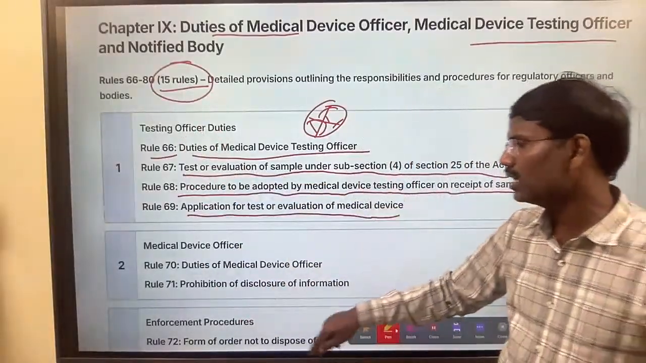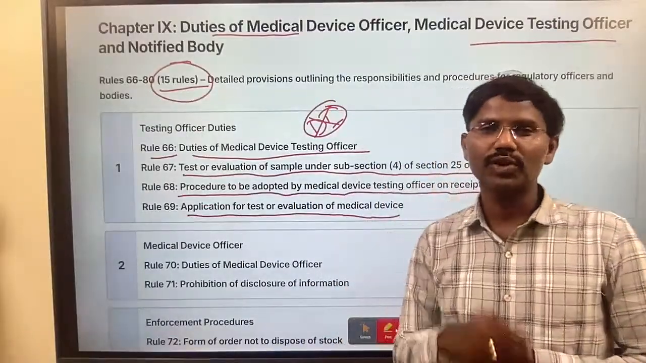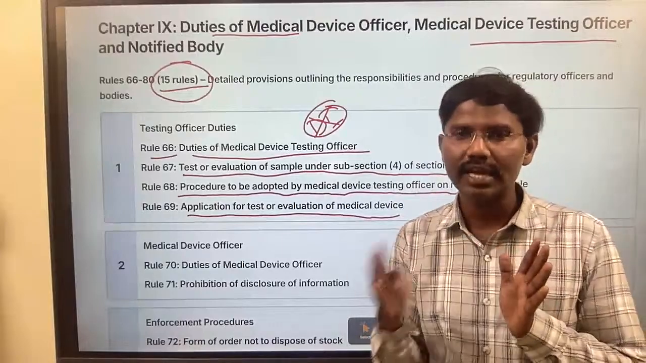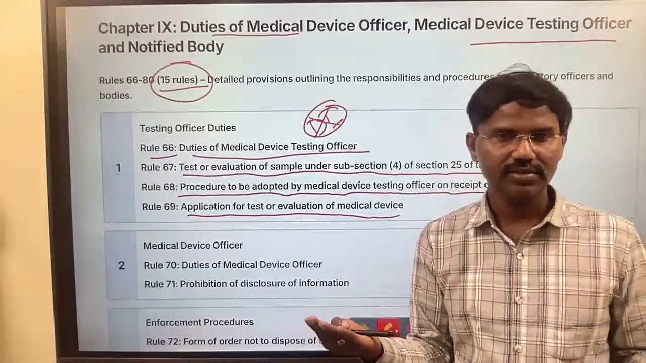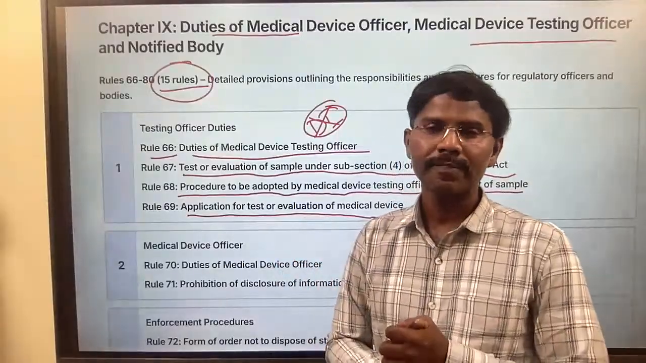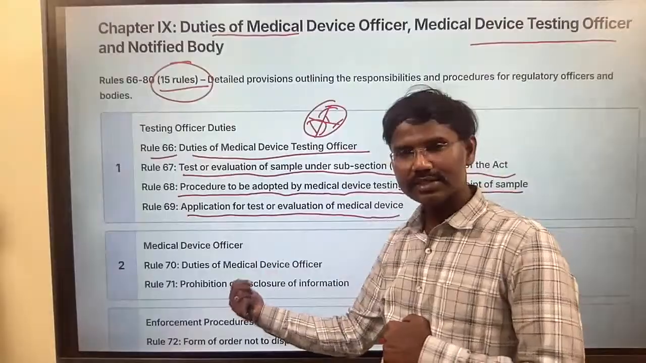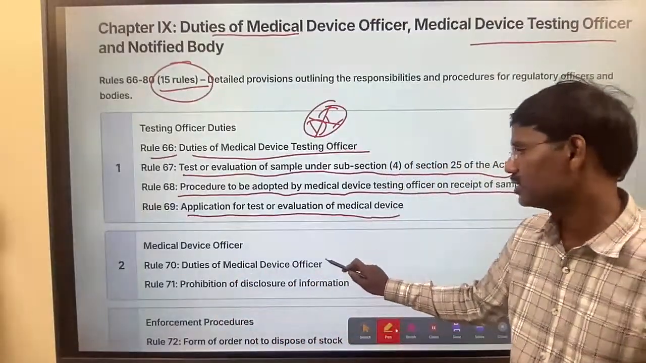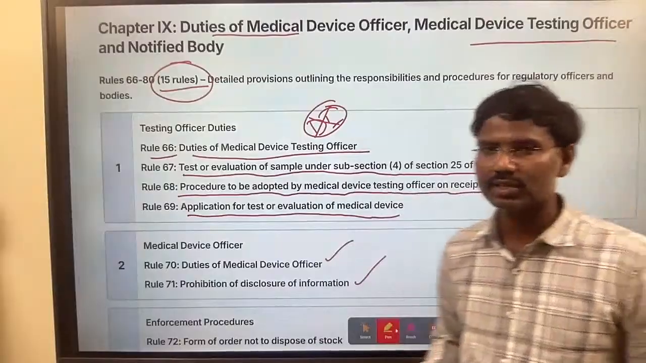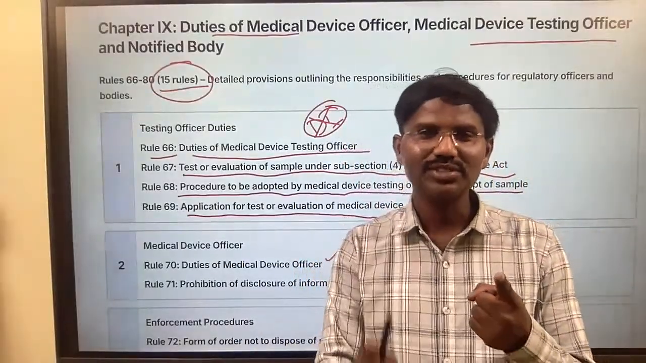And coming to the medical device officer duties, rule number 70. Remember, rule 70. According to 70, you can do unannounced visits to the manufacturing companies wherever you want, according to rule number 70, duties of medical device officer. And then 71, prohibition of disclosure of information. Yes, you can visit anywhere, anytime, but do not disclose the information.